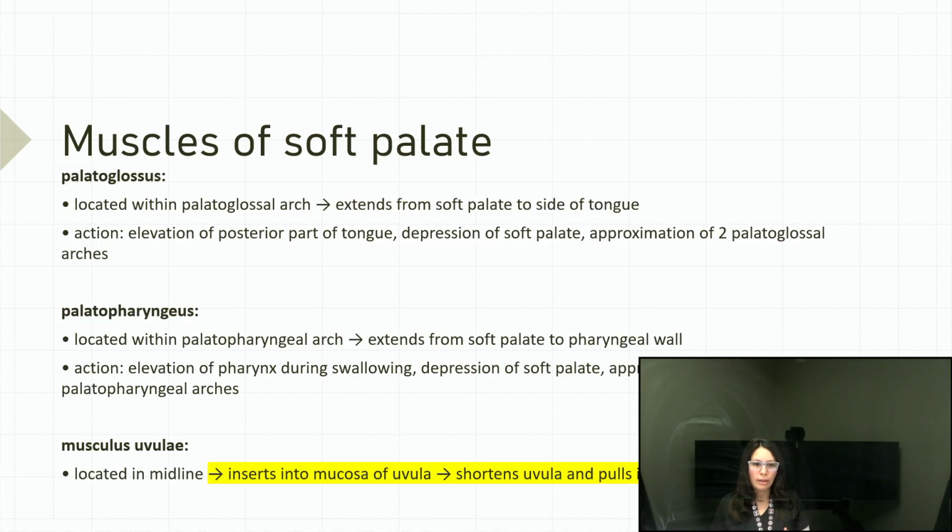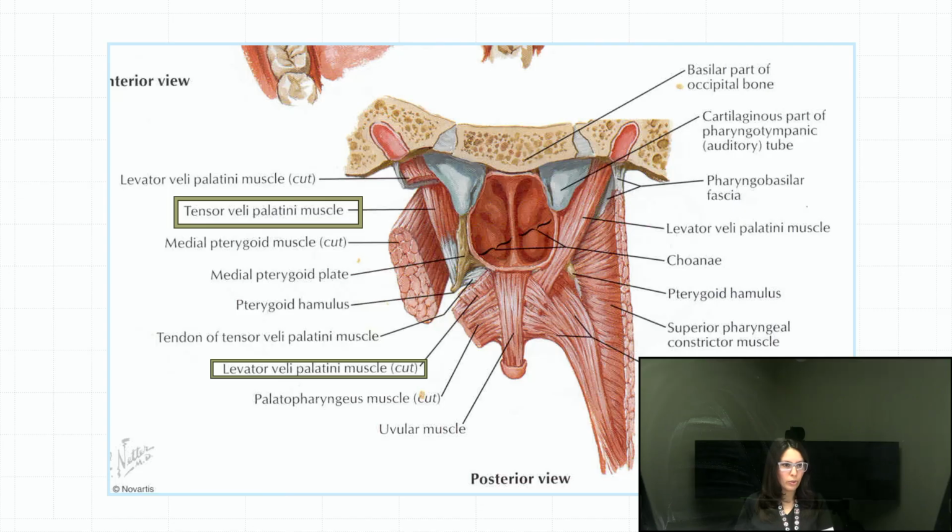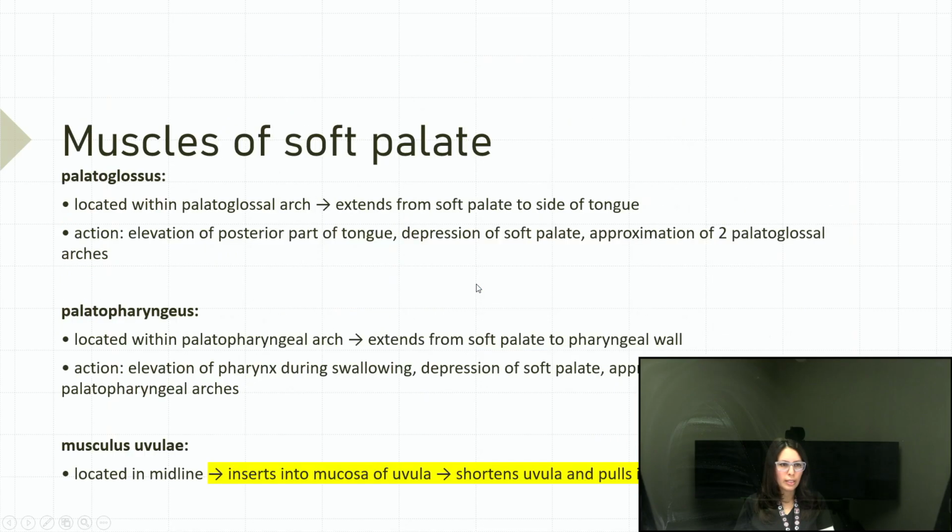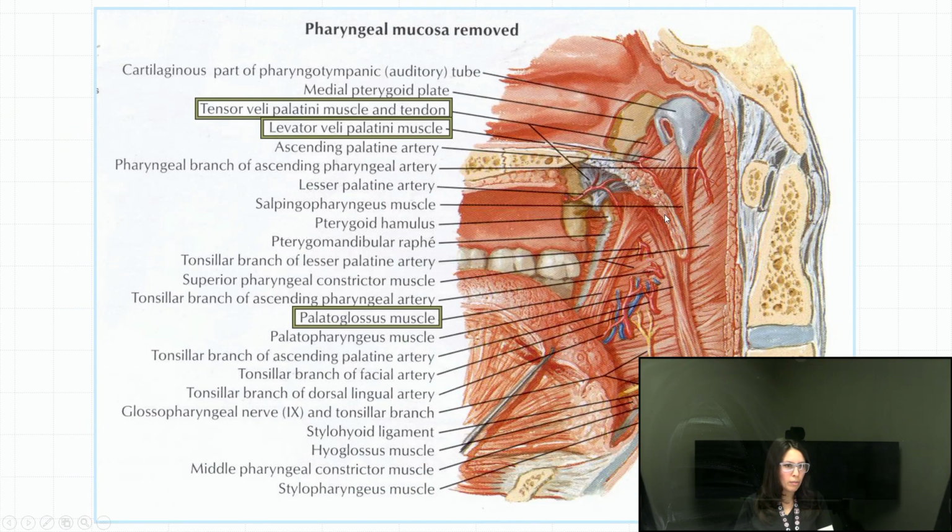Now, another muscle that we have is the musculus uvulae. This one is located in the midline, inserting into the mucosa of the uvula, and it shortens the uvula and pulls it more superiorly. So if I show you a picture, these are the same muscles that I was just talking about, but from a posterior view. This is tensor veli palatini here, and levator veli palatini. I'm not sure that I have a picture of the actual muscle, but if this is the uvula, on the inside, deep to the tissue, is where you're going to find the musculus uvulae.